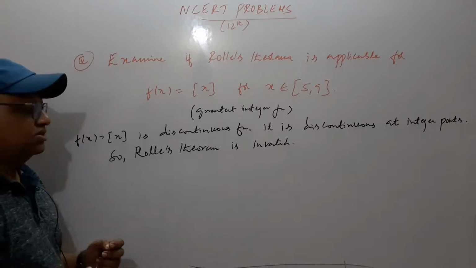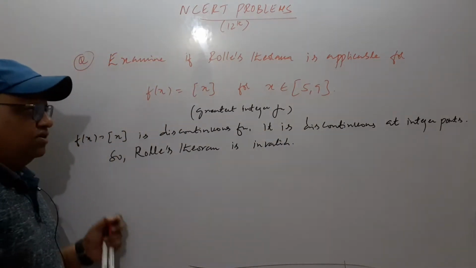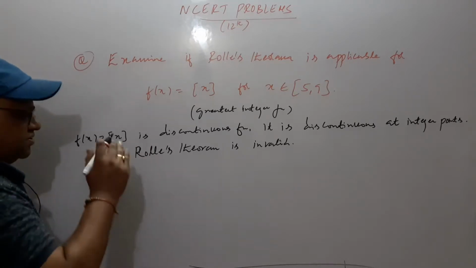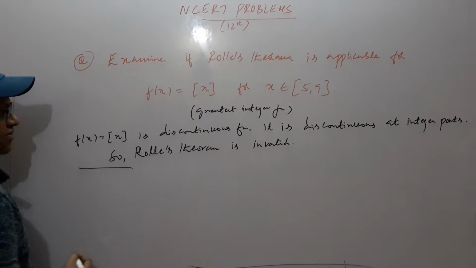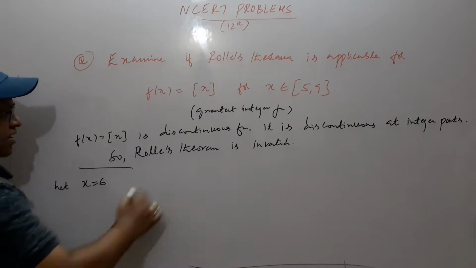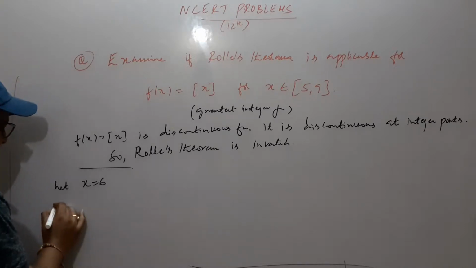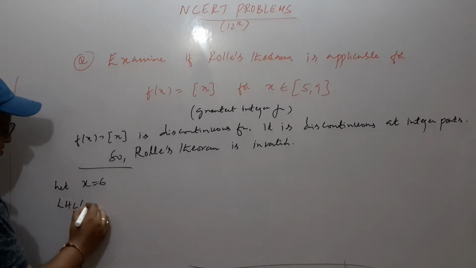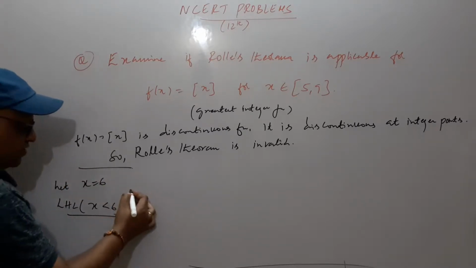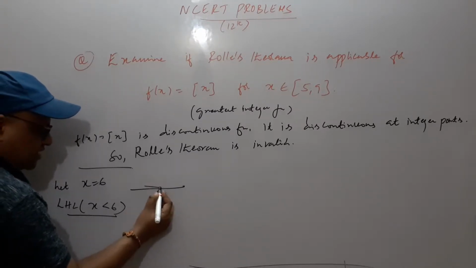So if it is a 1 mark question, you have to write this. What if it is a 3 mark question? Then you have to take one value in between 5 and 9 and show that at that particular value it is discontinuous. So let x = 6, which is in between 5 and 9. Now at x = 6, I am going to do the left hand limit, x less than 6, coming from the left hand side.